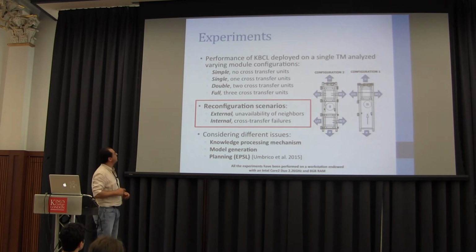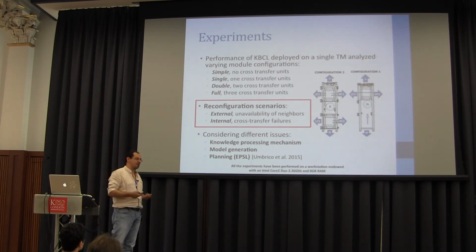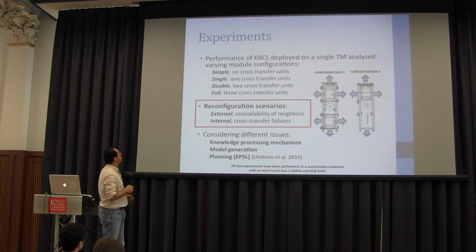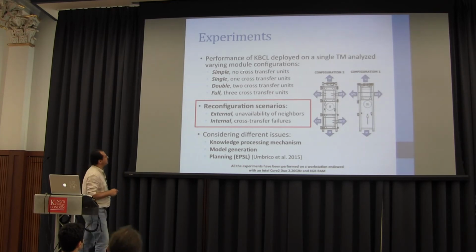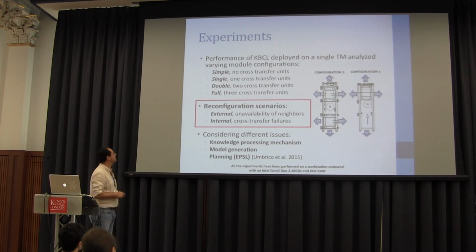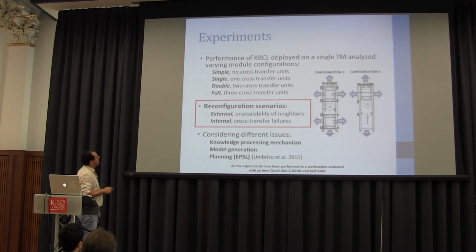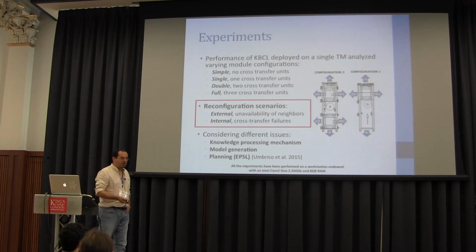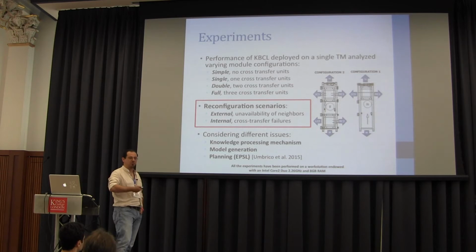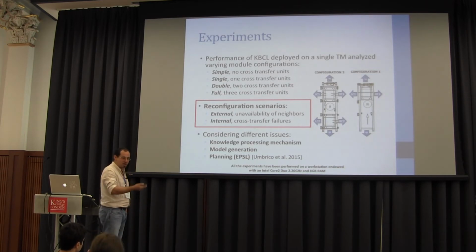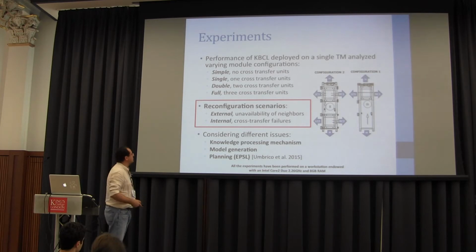In order to assess and test the feasibility of this approach, we performed a set of tests with the knowledge-based control loop deployed on a single transportation module, analyzing its performance in different module configurations of increasing complexity. We consider simple, single, double, and full configurations, which have an increasing number of cross-transfer units and then an increasing number of actual functional capabilities that the agent may provide in the production plant.